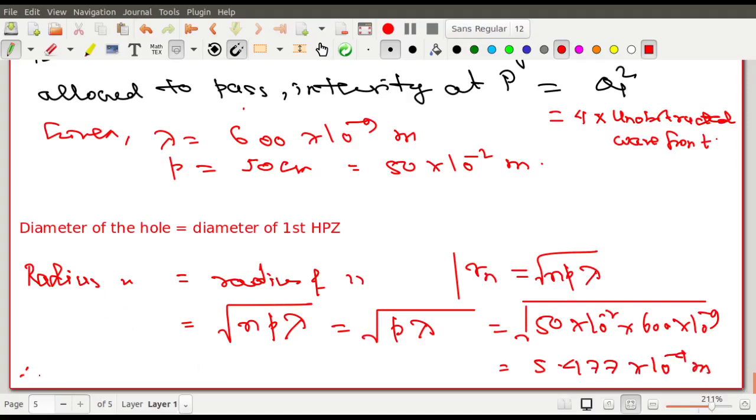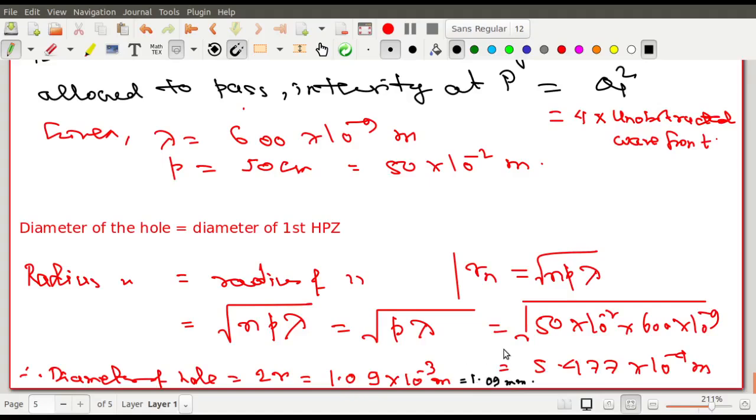So finally, what will the diameter be? The diameter of the hole will be 2 times the radius, and that comes out to be 1.09 into 10 to the power minus 3 meter, which basically means 1.09 millimeter. 10 to the power minus 3 meter is on the millimeter scale. So that is the diameter of the hole.